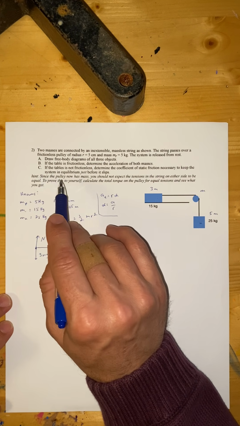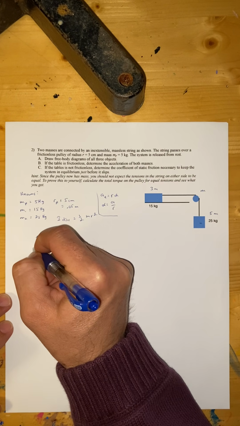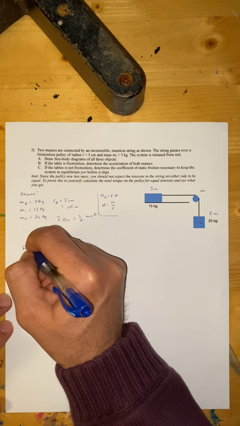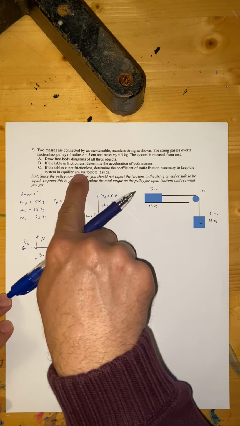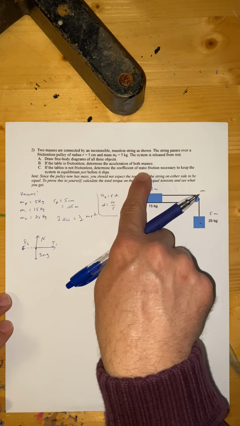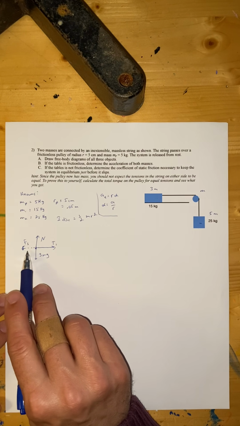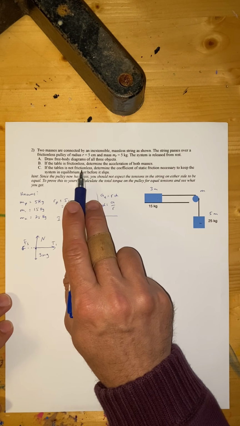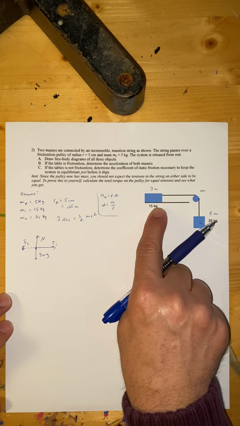Because I've read through the problem, part B says if the table is frictionless, part C says, well, now let's add some friction. So why don't I just go ahead and sketch in, I'll do it as a dotted line, the static friction here, because I'm asking about static friction in part C. So I'm just going to sketch this in with the understanding that we won't need this for part B because it's frictionless, but we will need it for part C because it's not frictionless. All right, that's the free body diagram of this one.